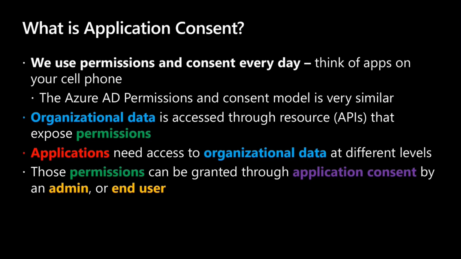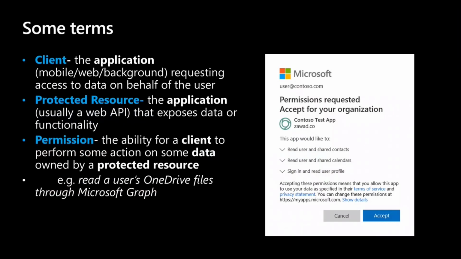The Azure AD permission and consent model works in a very, very similar way. So we're going to have some sort of application that wants to access organizational data, and this organizational data is going to be accessed through some sort of resource APIs. What the application can do with those APIs is going to be determined based on the permissions, which can be granted through the process called application consent, which can be done by either an administrator or an end user. And actually, Bailey will talk about that in the best practices section around some of the configuration you can do around this.